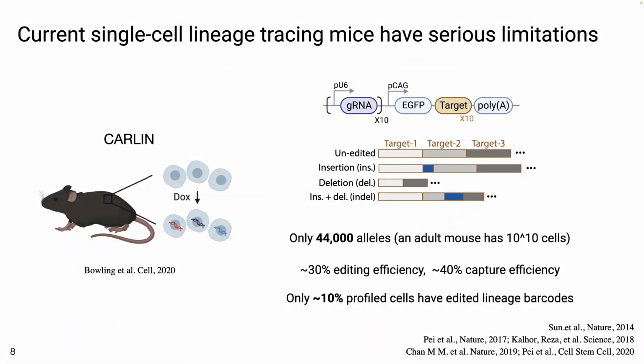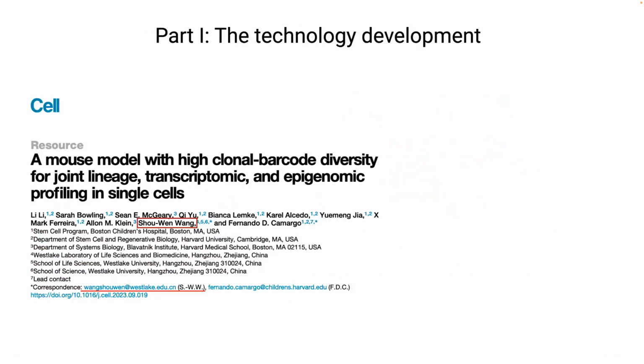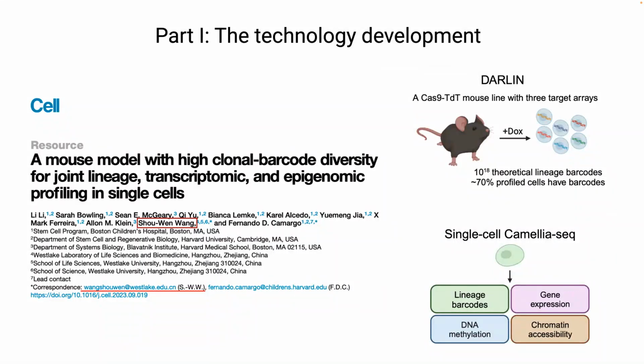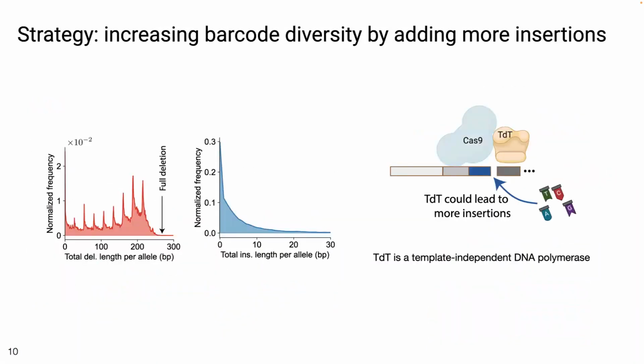So a few days ago, we published a new paper in Cell where we introduced two technologies to solve this problem. The first one is the starling mice, and it has a lot more, which is 10 to the 18 theoretical lineage barcodes, far more than the total number of cells in adult mice. The second advantage is that using the starling mice, if you profile 1,000 cells, 700 or 70% of the profiled cells will have valuable or useful lineage barcodes. Another technology is the community, where we can simultaneously measure lineage barcodes, gene expression, DNA methylation, and chromatin accessibility in a single cell. So first, I will introduce the starling mice.